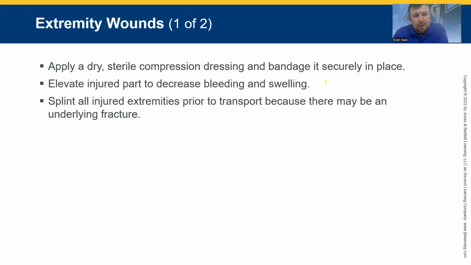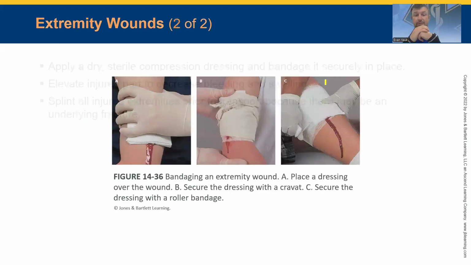Extremity wounds, so apply dry, sterile compression dressing bandages. It's securely in place. Elevate injured part to decrease the bleeding and swelling. Splint all injured extremities prior to transport because there may be an underlying fracture. And if we don't splint a fracture and we take off down the highway and we hit a bump or a bridge, it can actually go ahead and break. And I have seen it happen. It's agonizing for the patient.